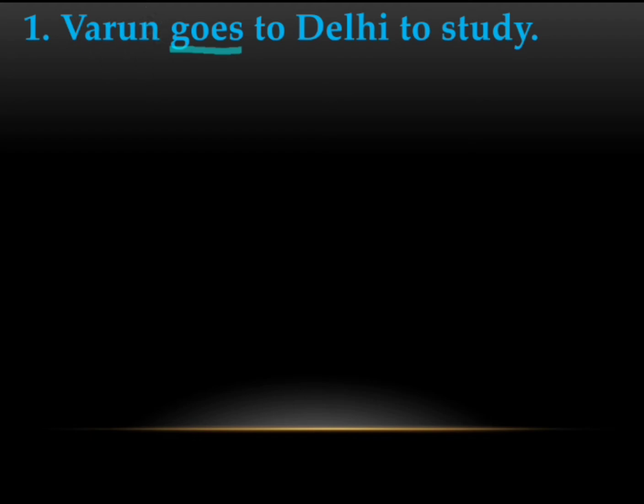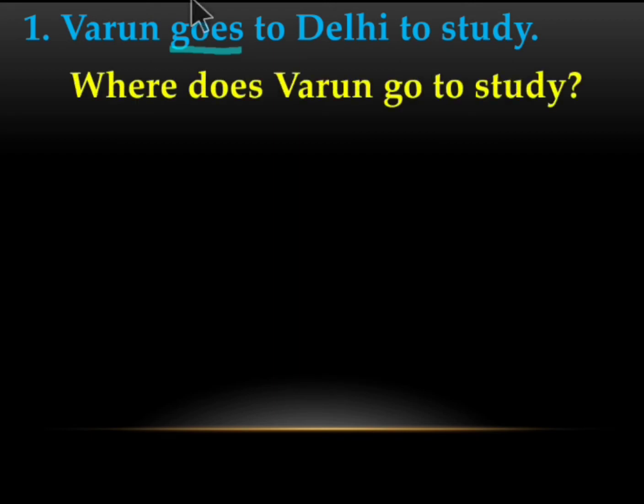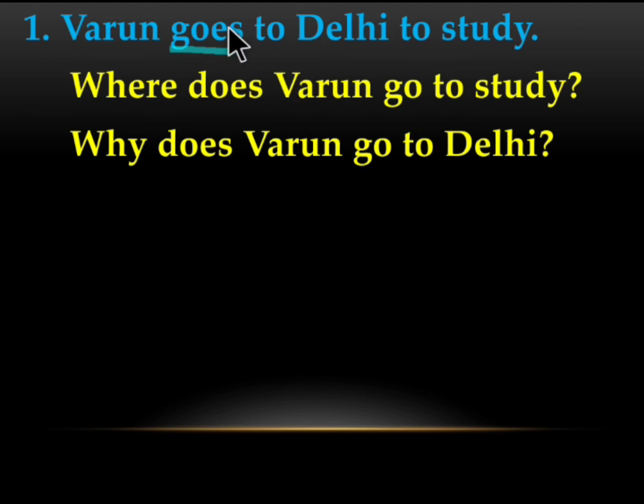Now let us see what the answer is. Where does Varun go to study? We can frame the question to expect a few responses. Suppose you want the response as Delhi, then we ask where, because where denotes the place. If you want the response as why, that is, to study, this reason, then you can ask the question in a different way, like why does Varun go to Delhi?